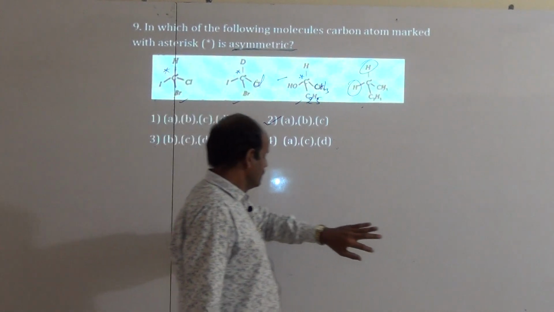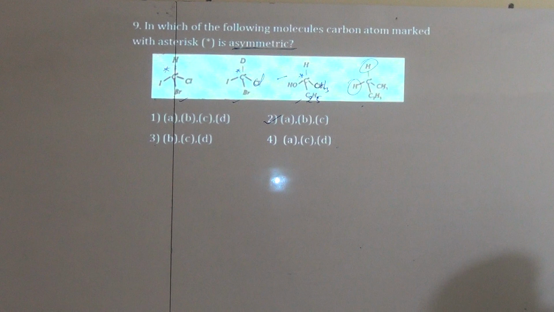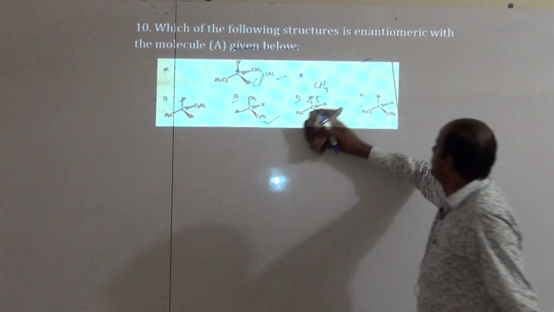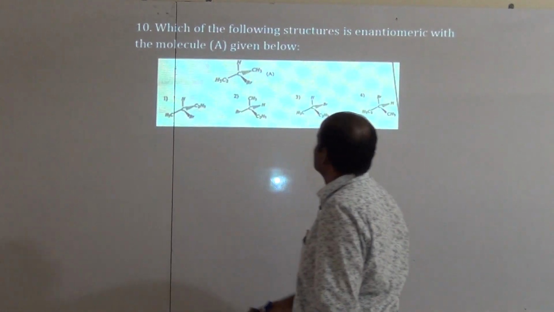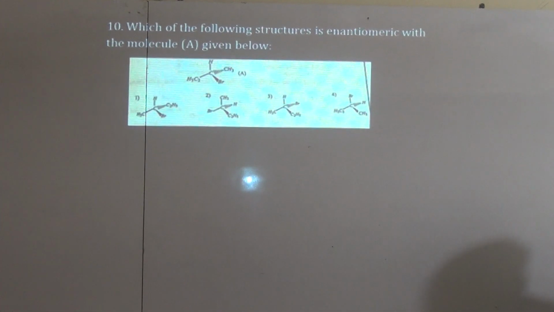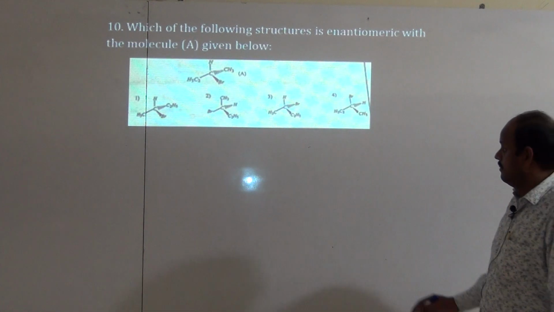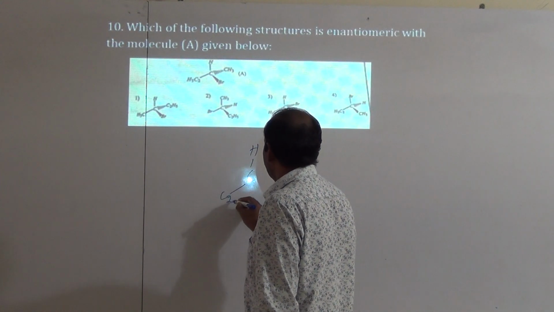Okay, just 5 minutes now. Next bit. So they gave one compound, CH, C2H5, Br, CH3. Which of the following structures is enantiomeric with the given molecule below? Means what are enantiomers? They are mirror images. Both are mirror images of each other, and non-superimposable.